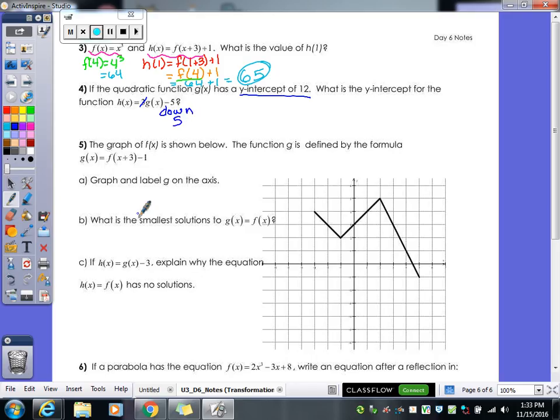So if my y-intercept is at 12 and I move it down 5, what would my y-intercept be? What's 12 minus 5? 7. So the y-intercept of our new function would be 7.